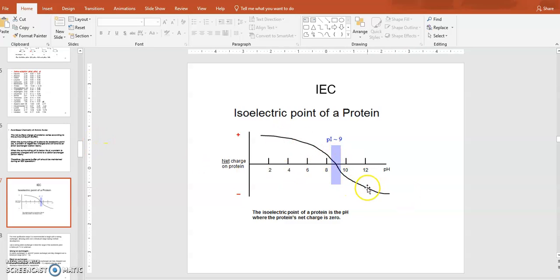And once you know that, then you can determine, okay, if my protein is positively charged, then I have to use what?